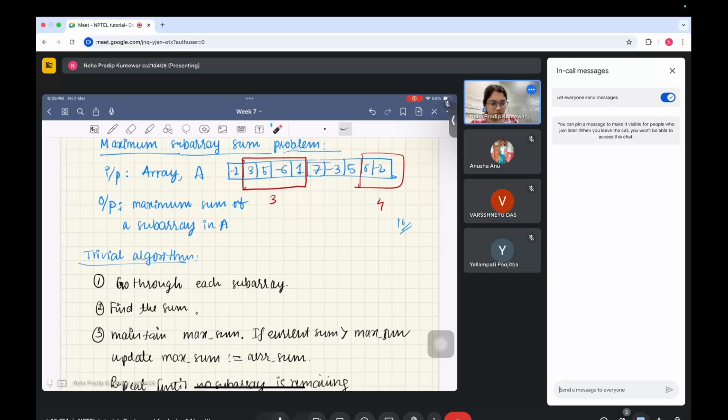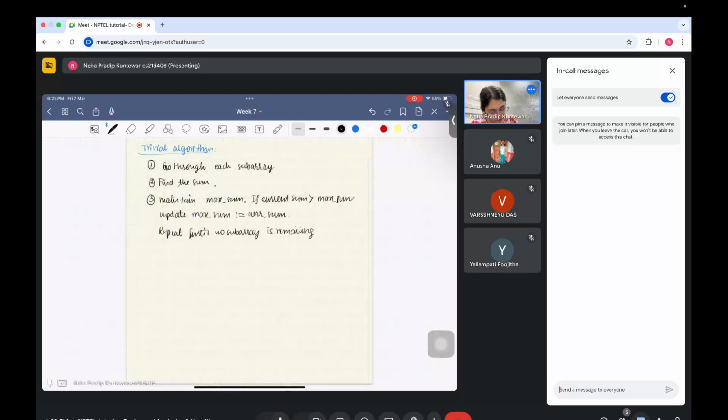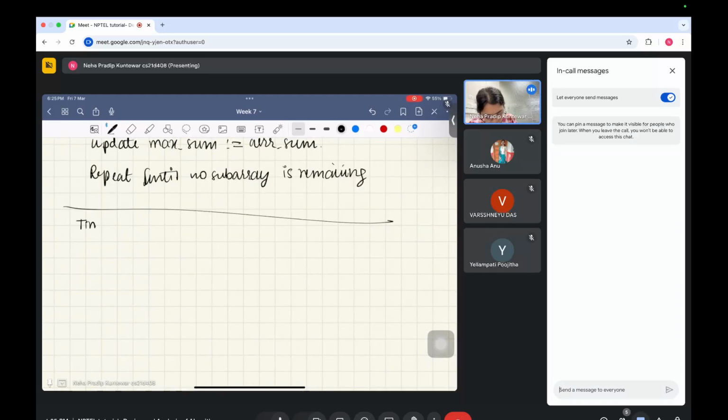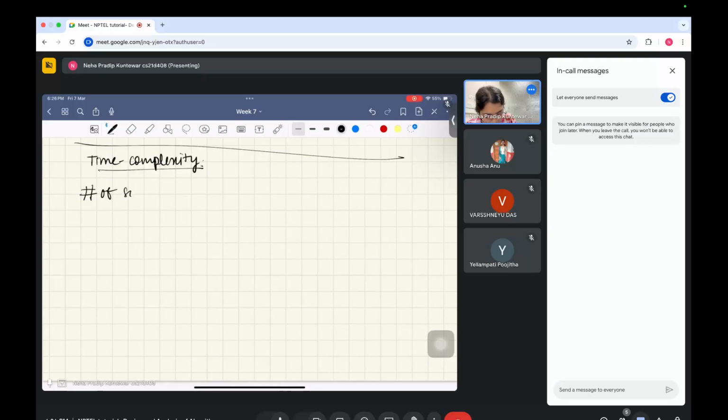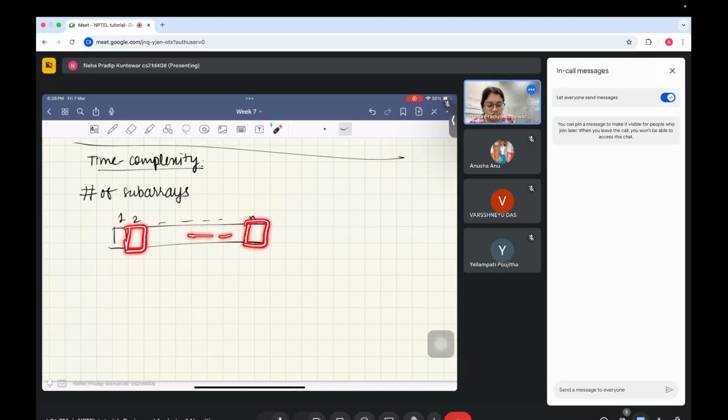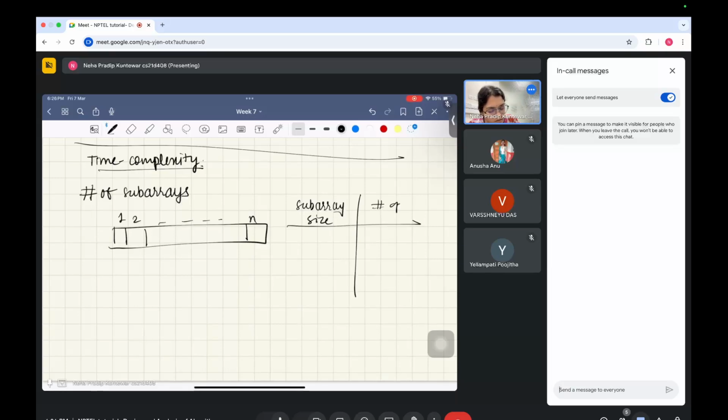Okay, so maybe let's find this out. How many subarrays are there? I want to understand the time complexity of this. So I'll find the total number of subarrays that are possible. Let's look at this array of size n. You have 1, 2, and so on up to n. Then my subarray could be of size 1. So it could just be this, it could just be this, and so on. So how many subarrays are there? Subarray size and number of subarrays of that size.